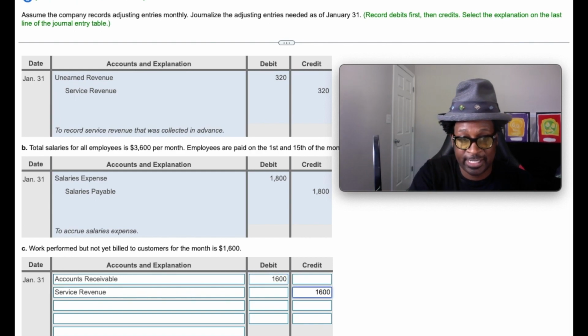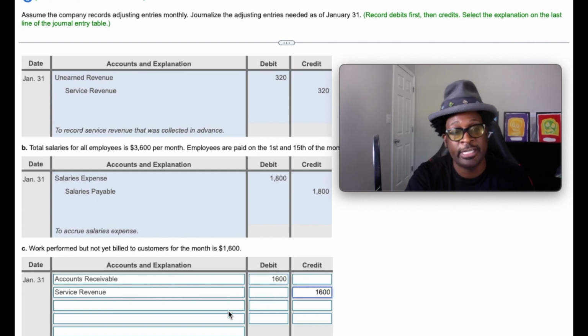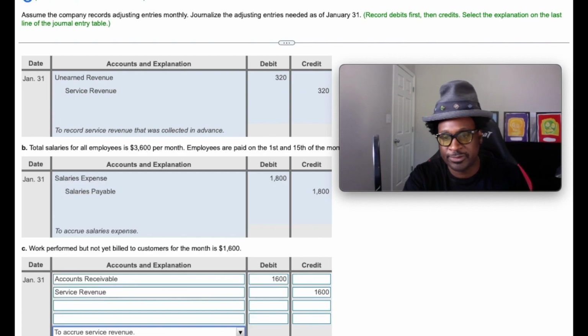Accrued revenues are easy, gang. You guys have been doing this from chapter 1. It's just now we put a name to the madness. And of course, this is to accrue for service revenue.